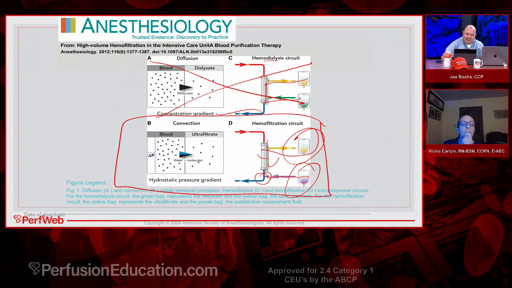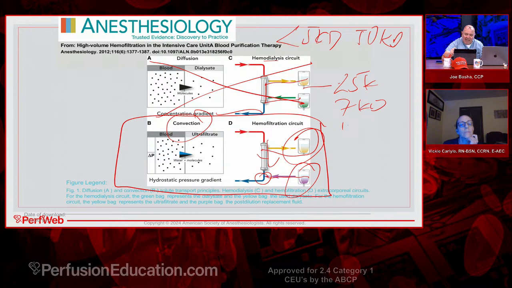This technique of convection can remove anything from less than 5 kD up to 50 kD, whereas this is only going to remove somewhere between less than 5 kD to maybe 7 kD, maybe 10 at the very, very best. I don't even think it could get that high. You have any thoughts on that, Vicky? Do those numbers seem about right? They do seem about right.